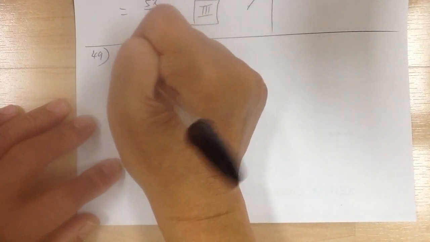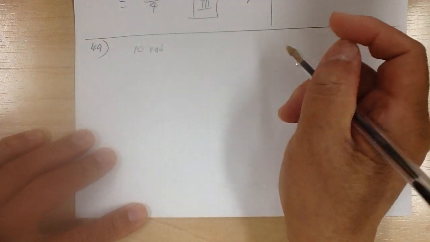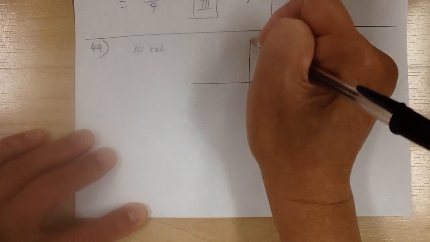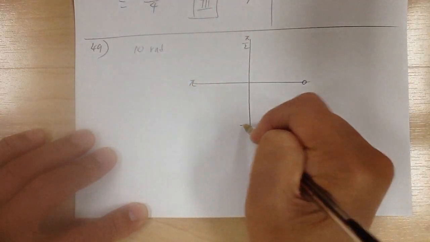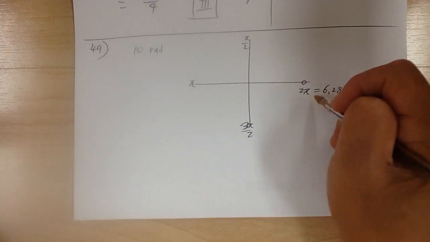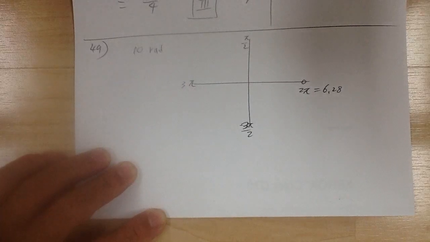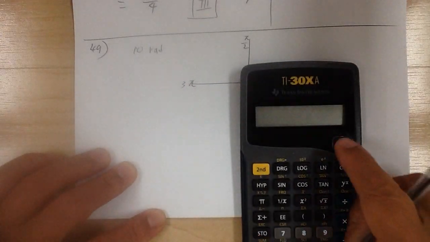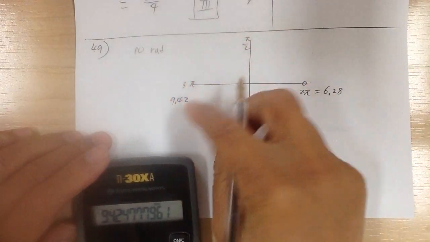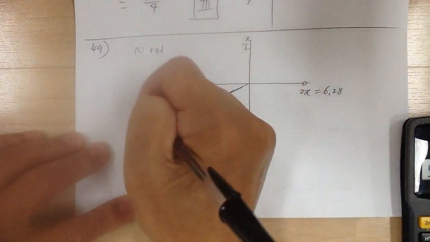Okay, next one. 10 radians. So this one is going to be a bit tricky. So here's 0, pi over 2, pi, 3 pi over 2, 2 pi. Now 2 pi is about 6.28, because 1 pi is 3.14. And so if you go around to 3 pi, let's get the calculator and see where it is. 3 times pi equals 9.42 radians. So 10 radians is going to be a little bit more, about right over here. So this is going to be in quadrant 3.